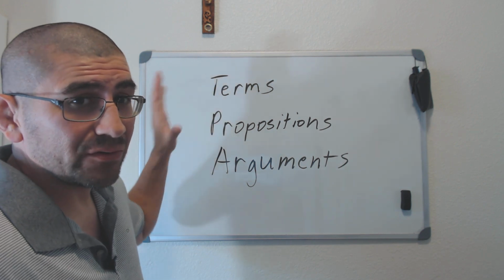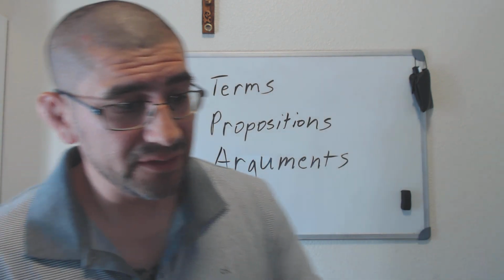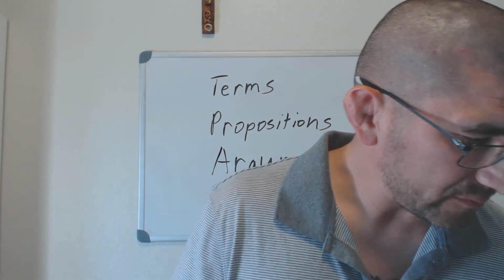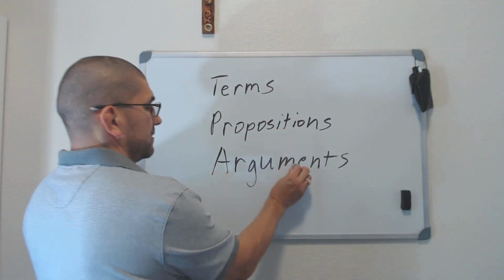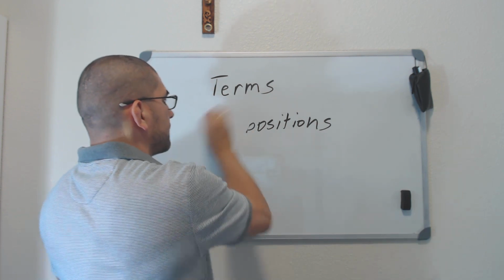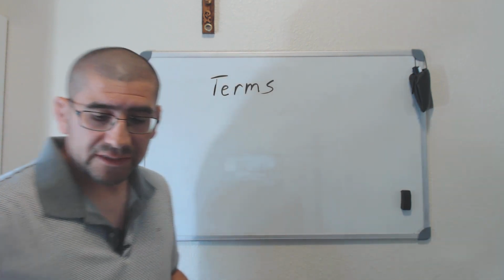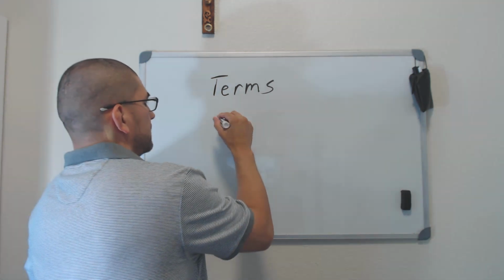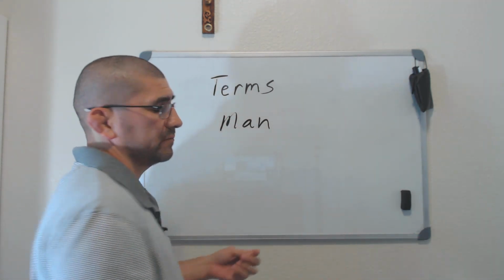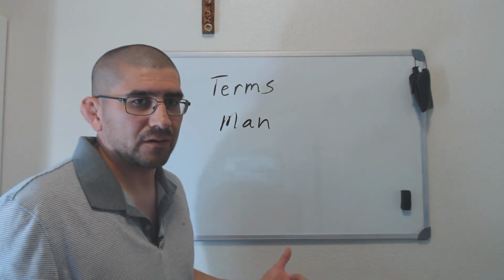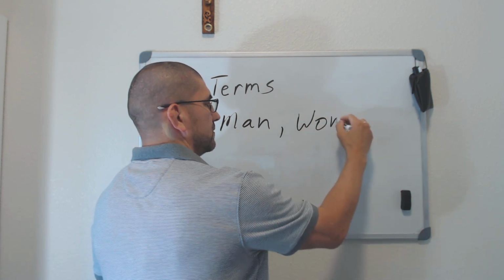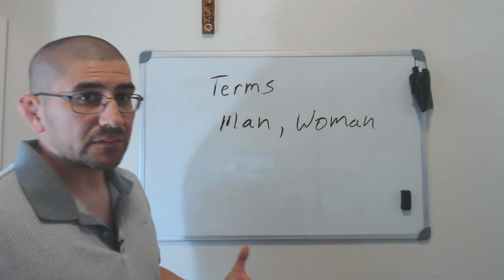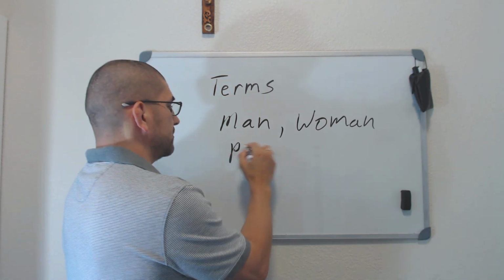So an example of a term, the example that Kreeft gives in the book, is man. So let me just erase these. So an example of a term is man. That's a term. It's just a word, right? What's another example of a term? Woman. Another example of a term is pencil.